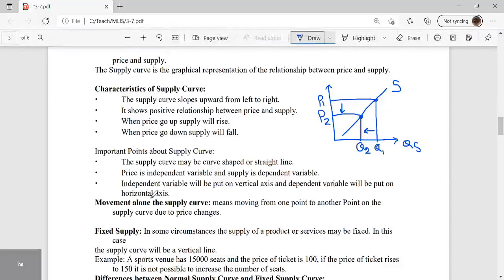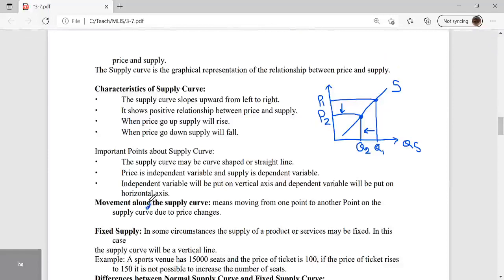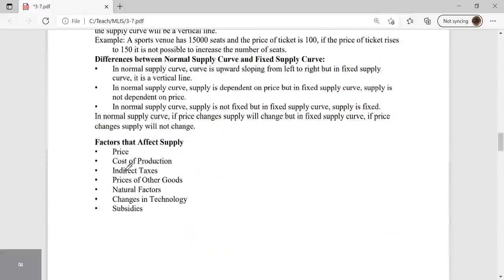Sorry, there is a mistake over here. It should be movement along. There are again two types of change in supply: movement along the supply curve and shift of the supply curve. Why is movement along the supply curve taking place? Because of the change in price, right? Just like demand. And the non-price factors will lead to a shift of the curve. So these are the non-price supply factors. This will lead to a shift.